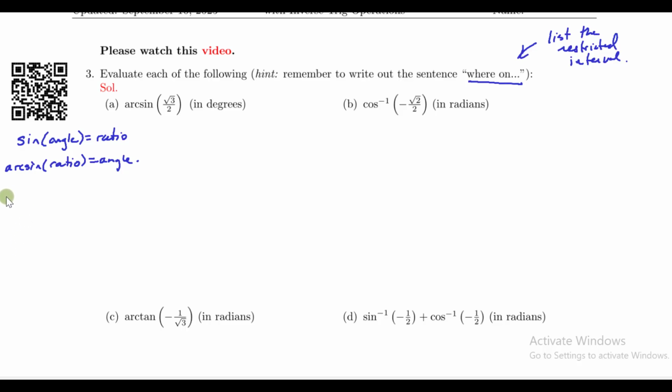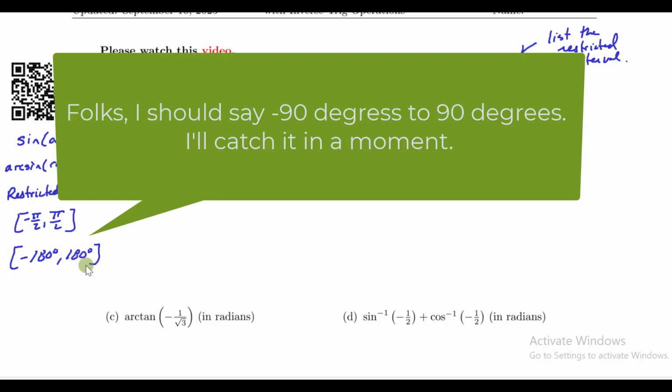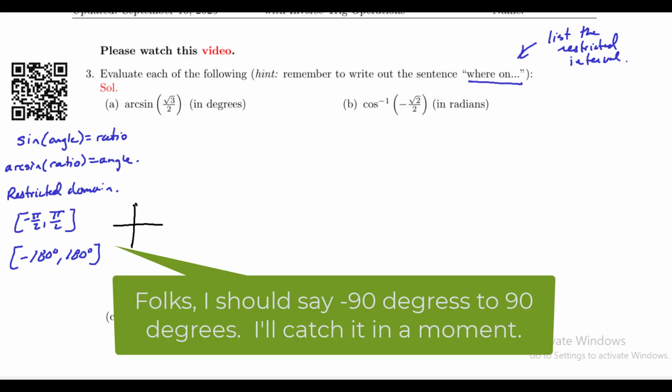The next thing is you need to remember the restricted domain. In our case, the restricted domain is pi over 2 to pi over 2, but we're going to be doing this in degrees, so we're going to say on the interval from minus 180 degrees to 180 degrees. And what we should do is draw for ourselves a unit circle, and on that unit circle we should label the restricted domain that we're talking about. So we're talking about this interval on the unit circle, either going this way, opening upwards.